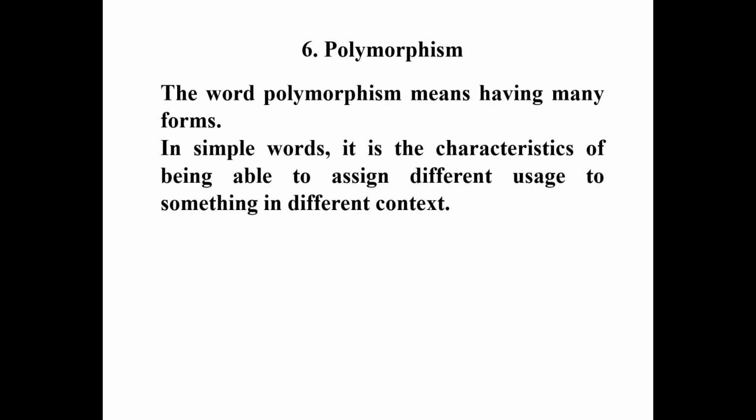And the last one is polymorphism. So what does it mean first? This word polymorphism means having many forms. In simple words, it is the characteristic of being able to assign different usage to something in different contexts. Okay, focus on that line: being able to assign different usage to something in a different context. I will give you a very good example with which you can easily relate. Let's see over here.